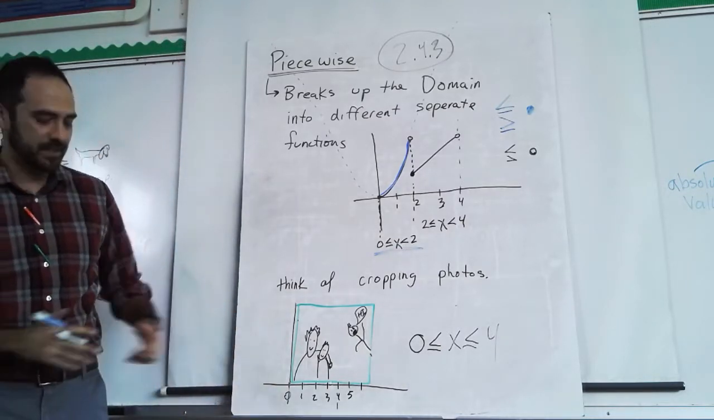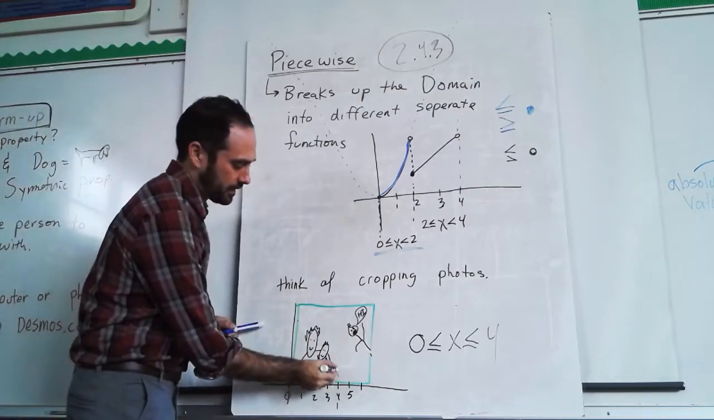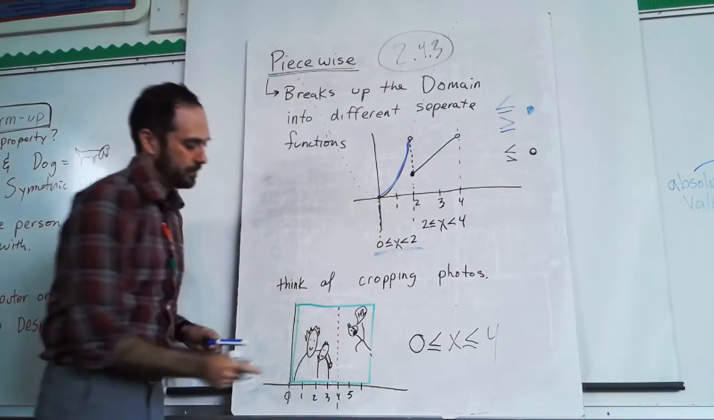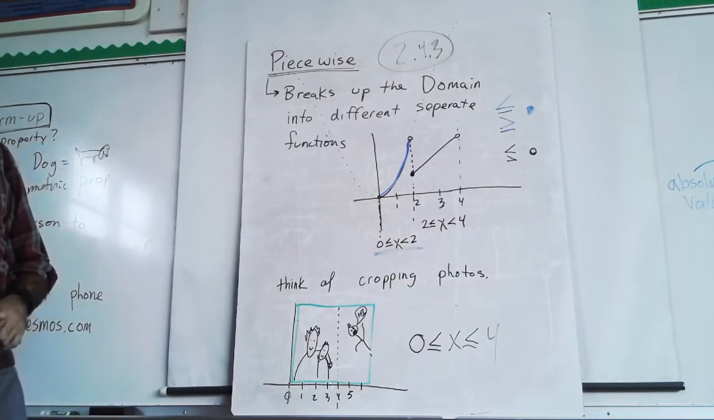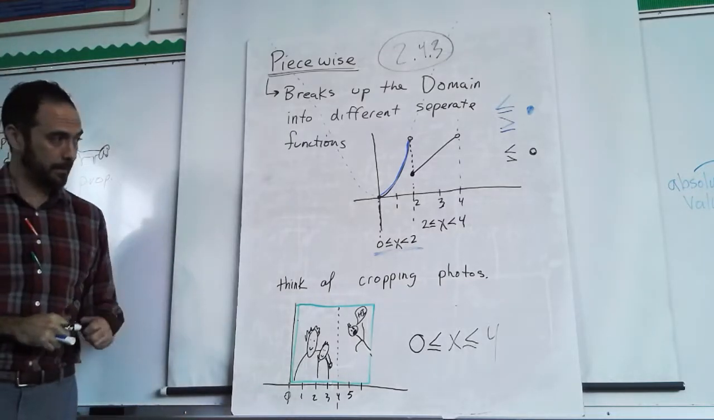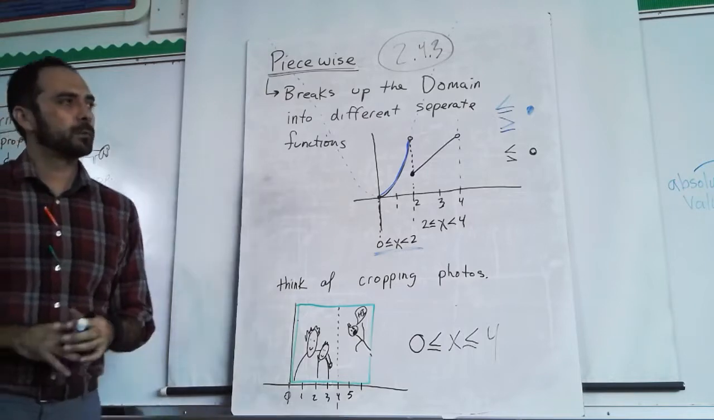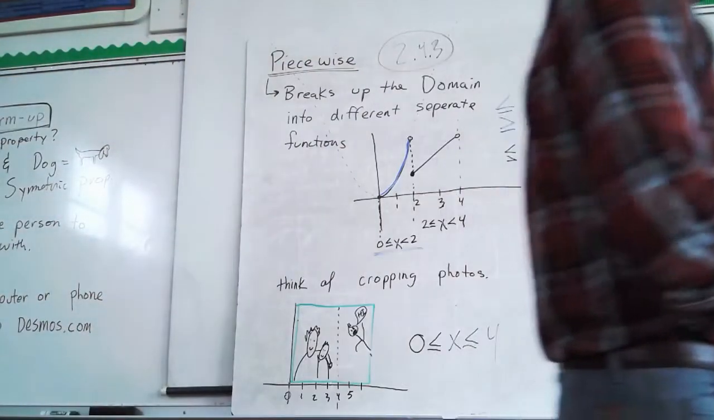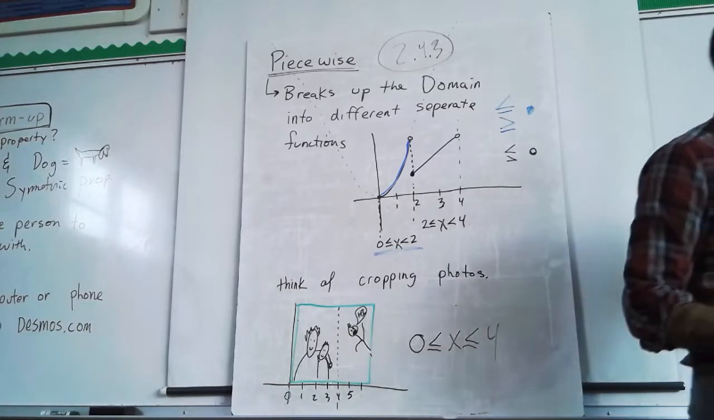All right, so we're going to crop it right here. We're going to end up with a nice photo, cropped out that guy that just says photobombing us. All right, so we're going to use Desmos to do a few piecewise functions.